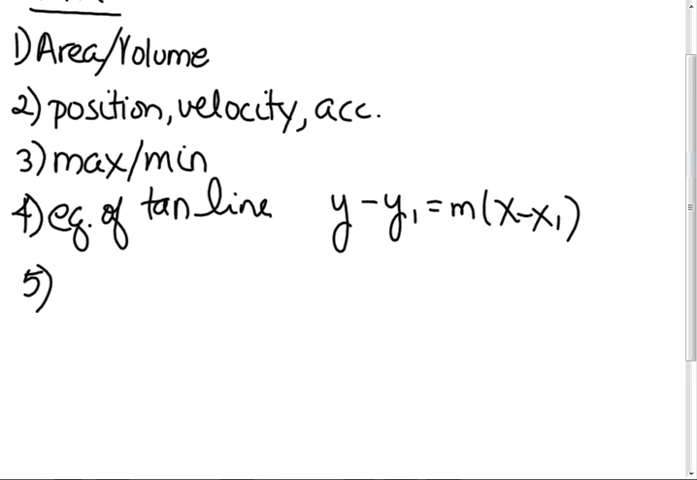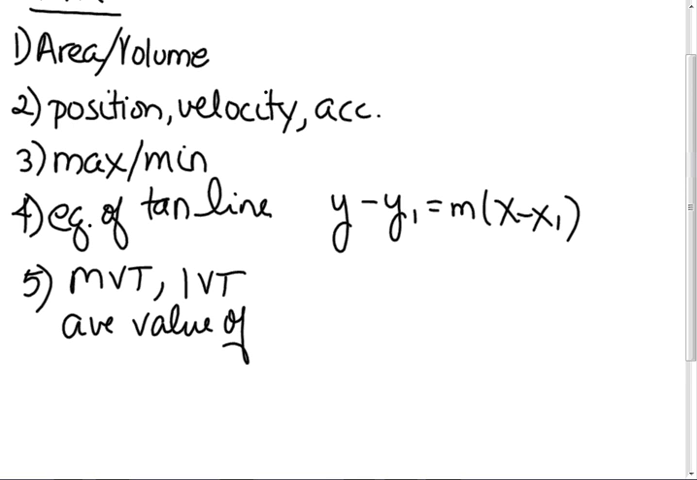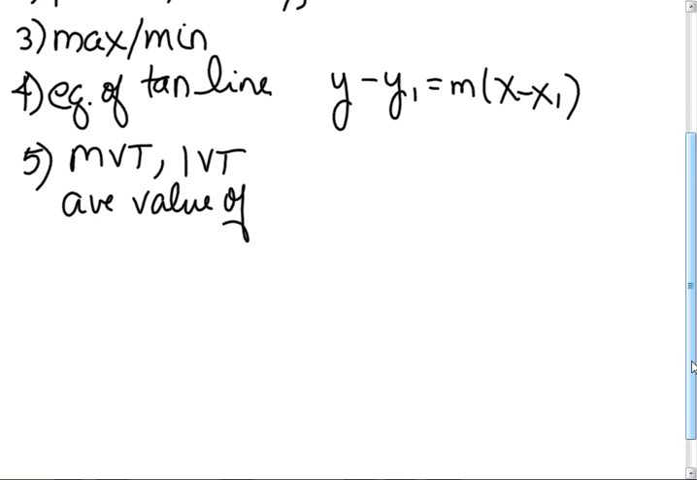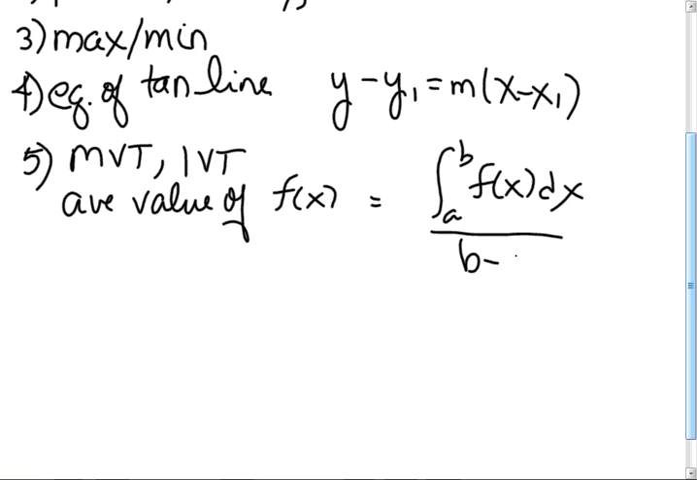Okay, guys. Mean value theorem, intermediate value theorem, average value of a function. If you go and look at the exams, you'll see those. And they're all going to be mixed up. They might have a max-min problem in there. Average value of f of x, which is the integral from a to b of f of x dx over b minus a, and average rate of change. This is the mean value theorem.